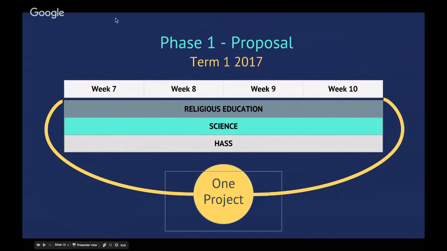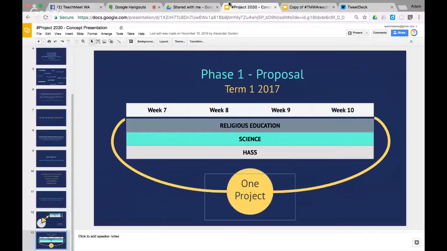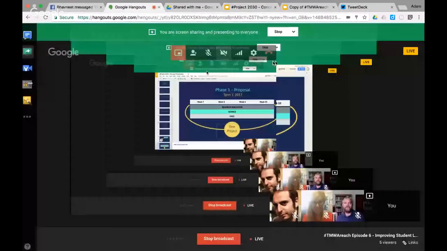I'm going to unshare my screen now. And I'll invite the others to join us.